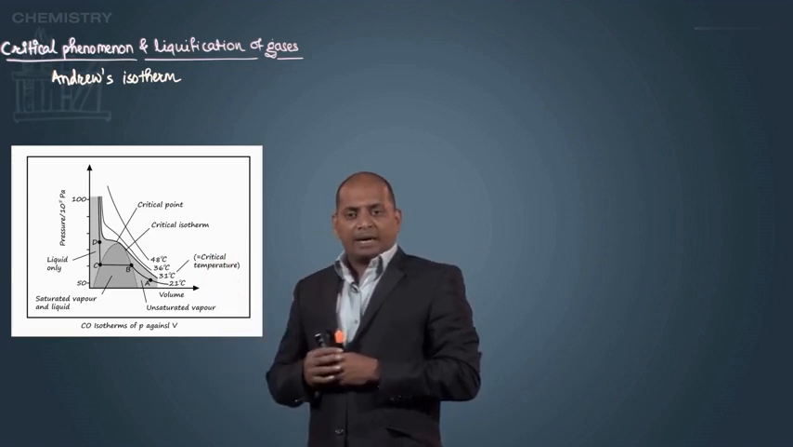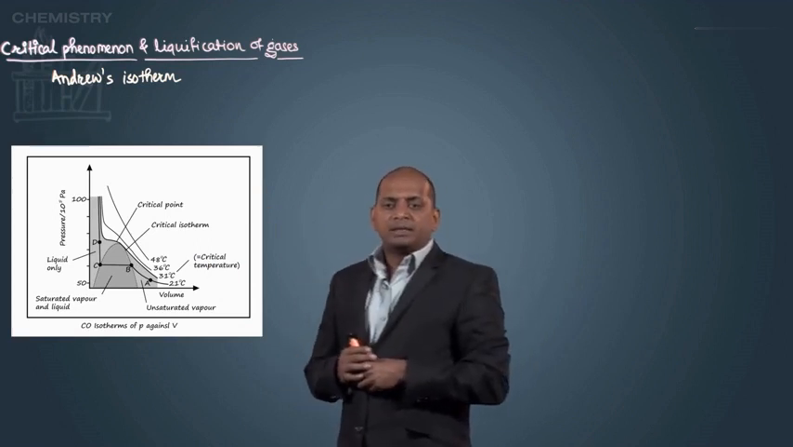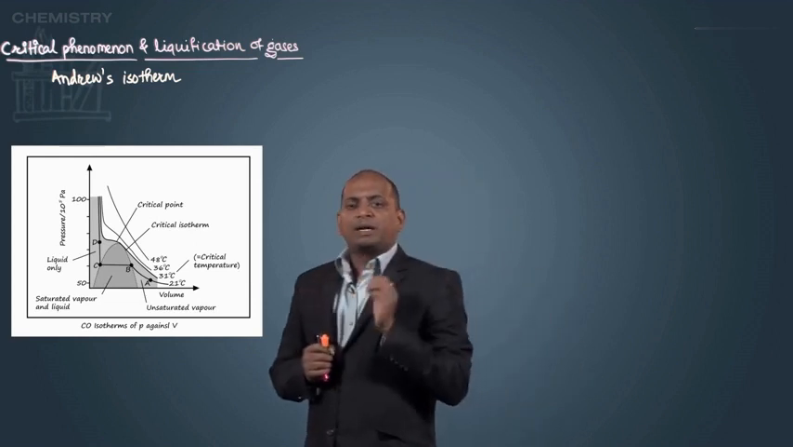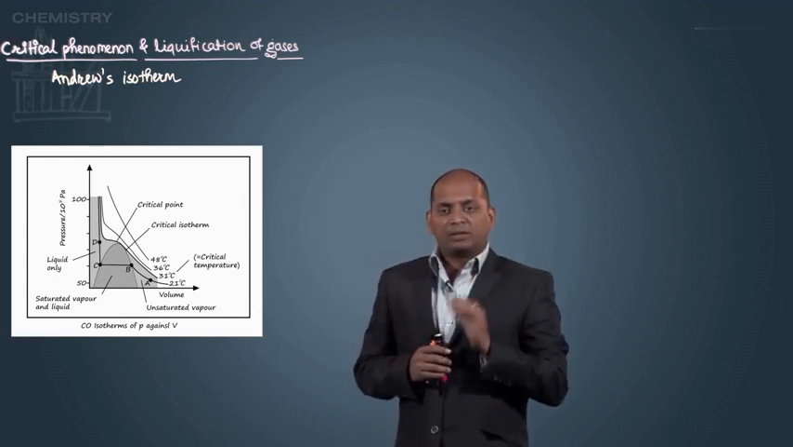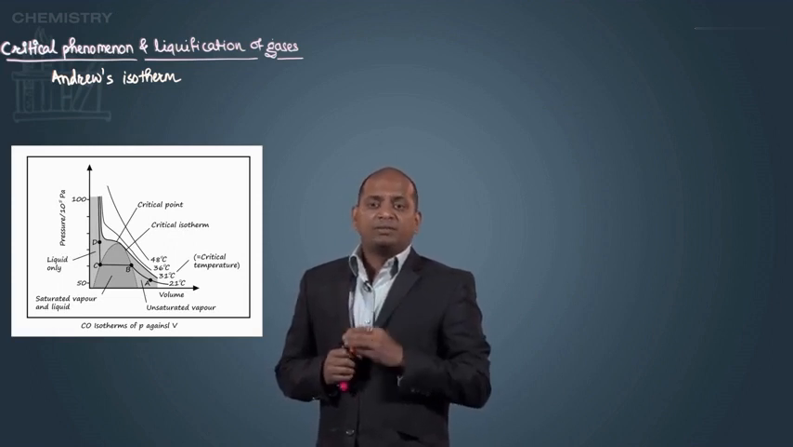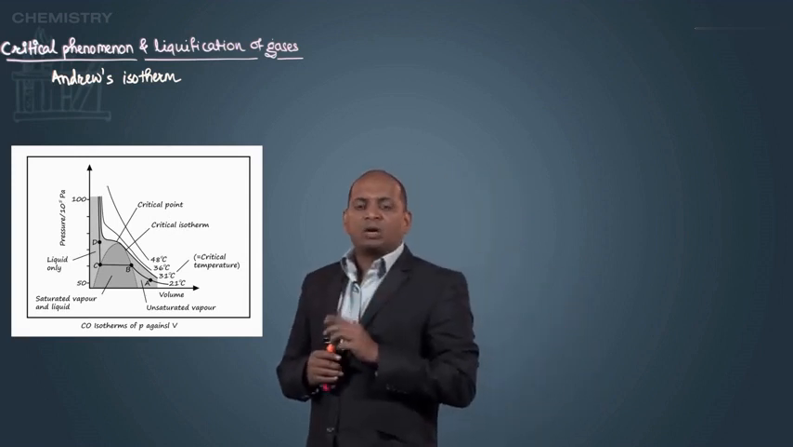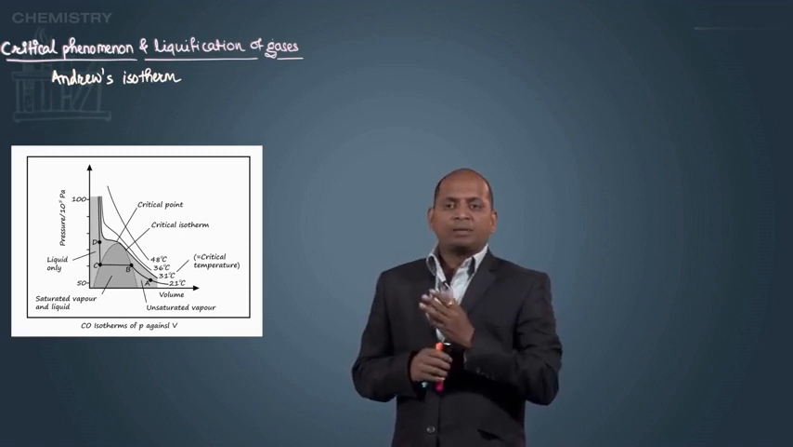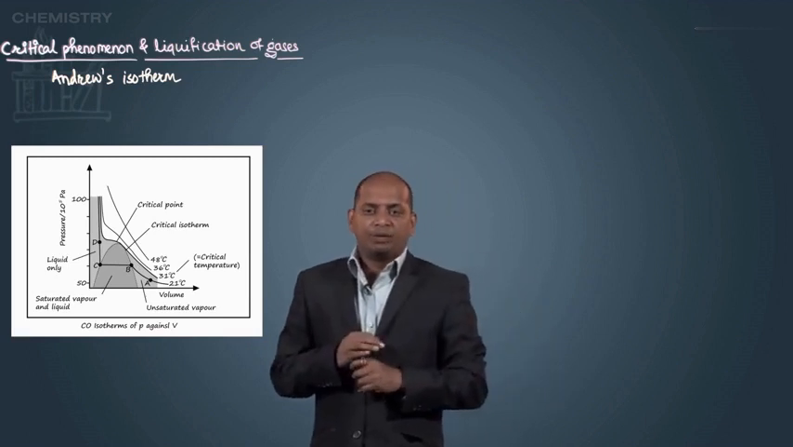For carbon dioxide gas, if we consider a line which represents Tc, that is called the critical temperature. Now, what do we mean by critical temperature? It is the temperature above which a gas cannot be converted into liquid even if the pressure is increased. That temperature is called the critical temperature. And obviously, the corresponding pressure and volume are called the critical pressure and critical volume.